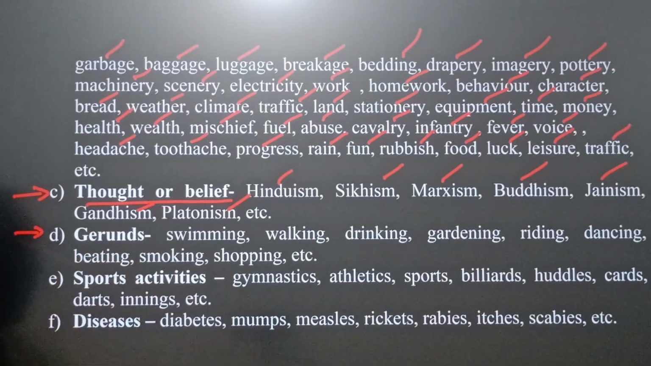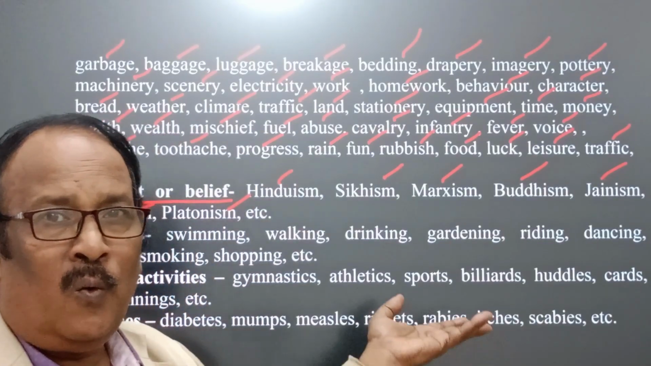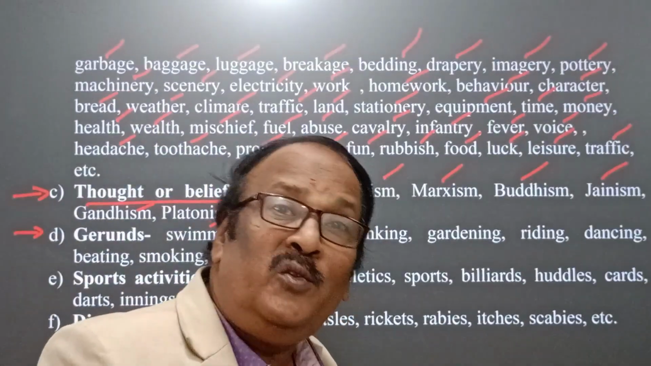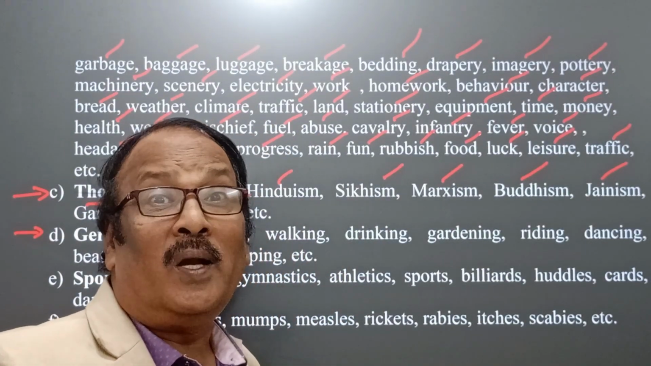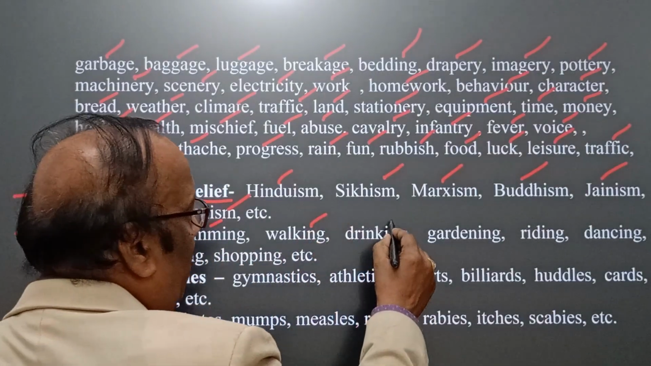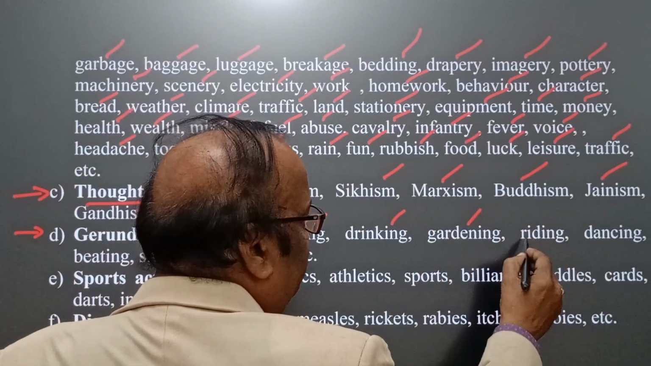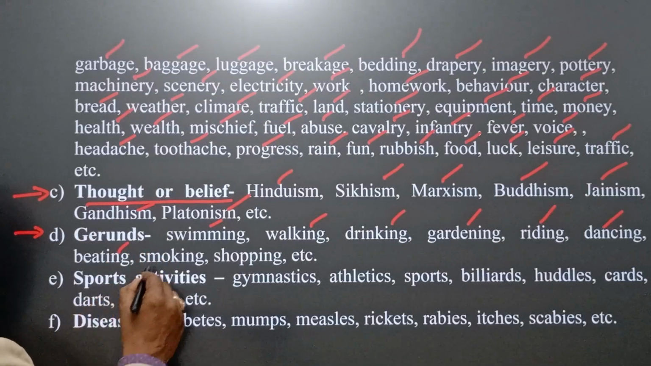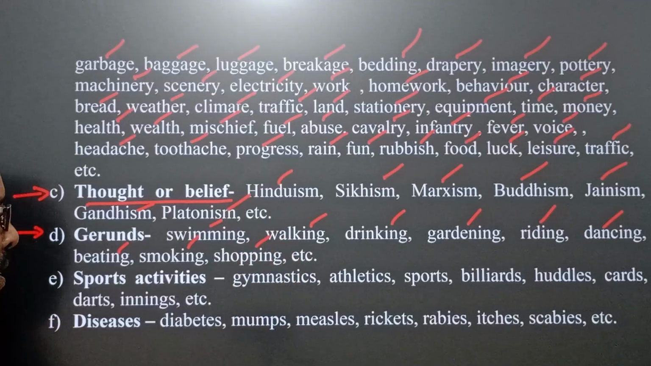Yes, next, gerunds. Whenever we convert a verb into verbal noun with the help of ing, then this is what we call gerund or verbal noun. In that case, that noun becomes abstract noun. Yes, here swimming, we can just enjoy it, perceive it, but we cannot count it. Yes, therefore swimming, walking, drinking, gardening, riding, dancing, beating, yes, smoking, shopping, etc.